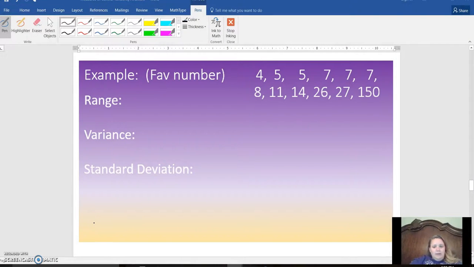Okay, under L1, I'm going to type 4, 5, 5, 7, 11, 14, 26, 27, 150. Alright, so here's what I did.